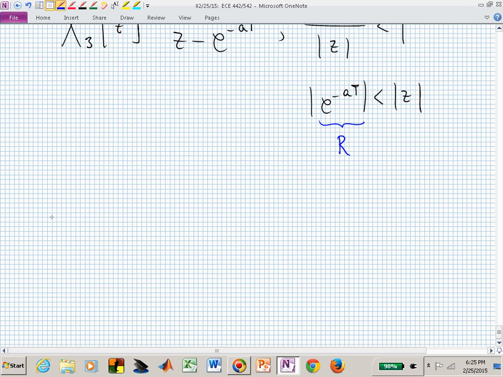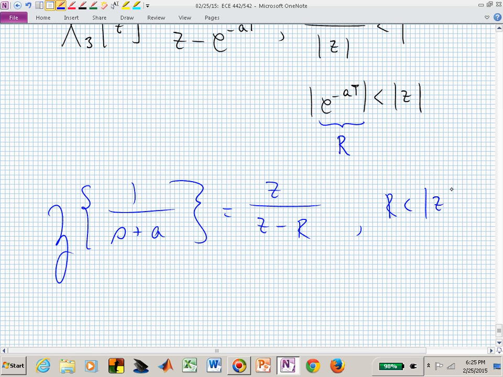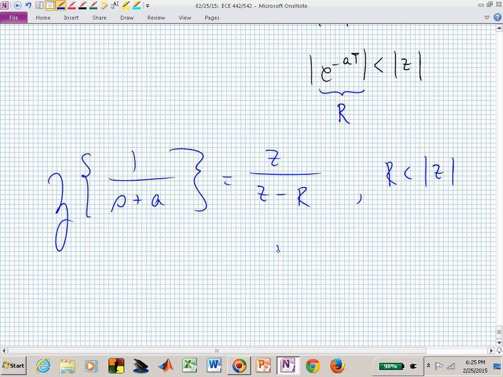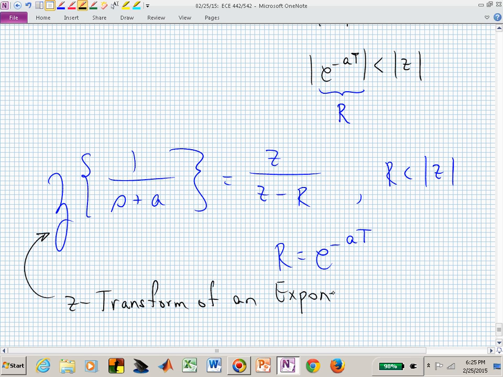We now have then that the z transform of 1 over s plus a, we derived that, is now z over z minus r for the absolute value of z bigger than r, and r is e to the minus at. This is then the z transform of an exponential.